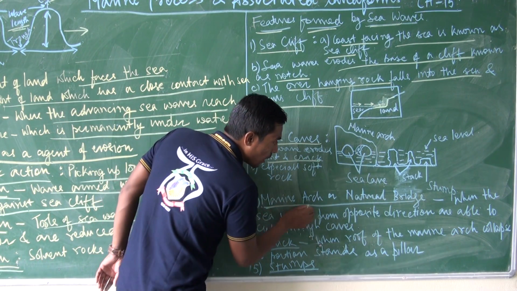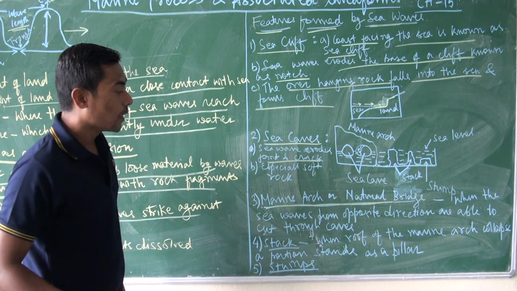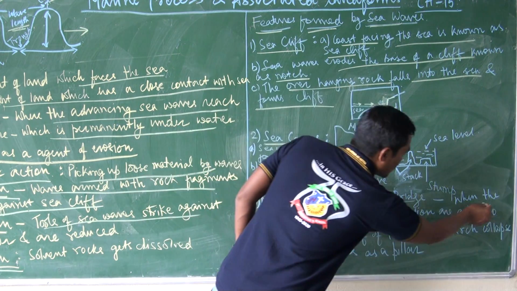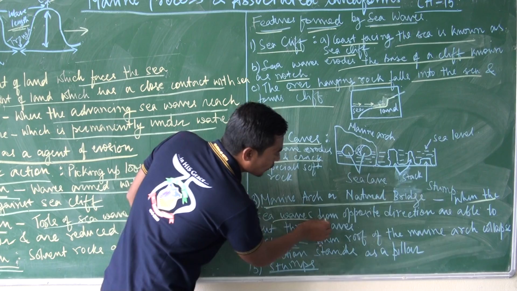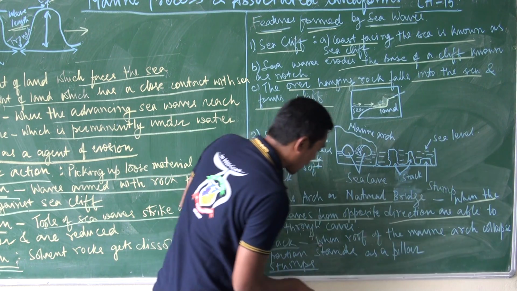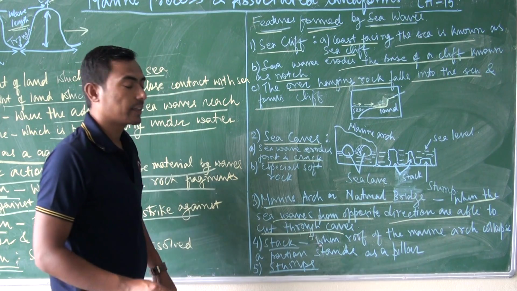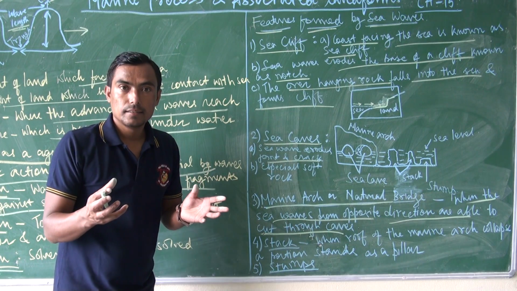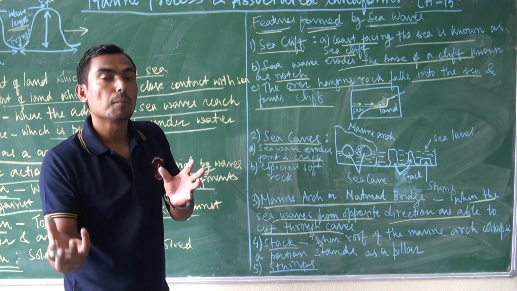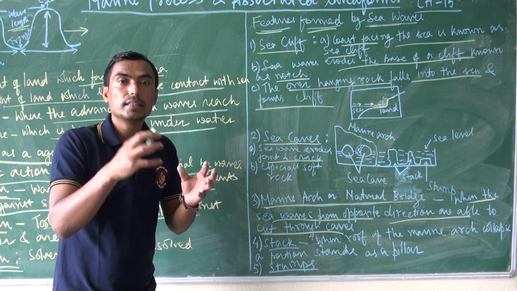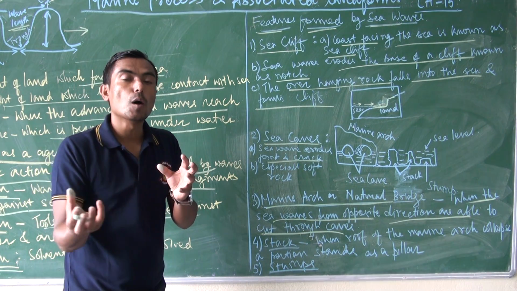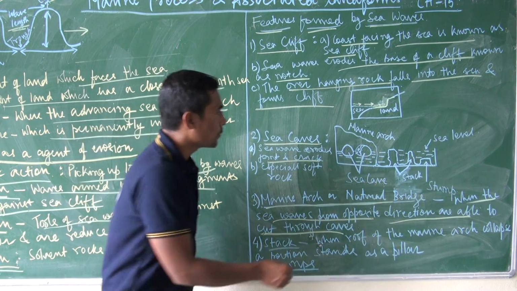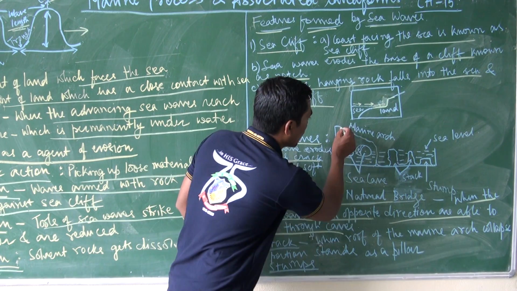Next, marine arch or natural bridge. Marine arch or natural bridge comes into existence when the sea caves from the opposite direction are able to cut through the caves. It means that when the sea waves are able to cut the sea caves from the opposite direction, and the sea cave is being cut or eroded from the opposite direction with the help of the sea waves, it results in the formation of a marine arch.